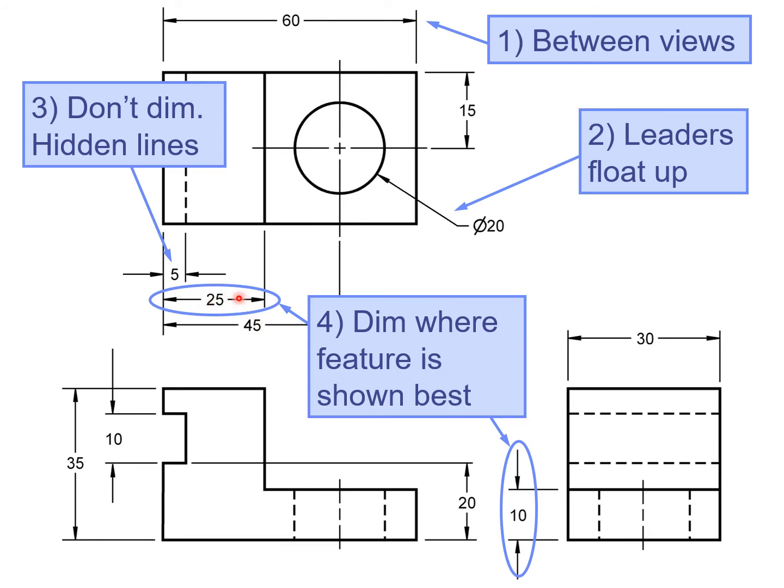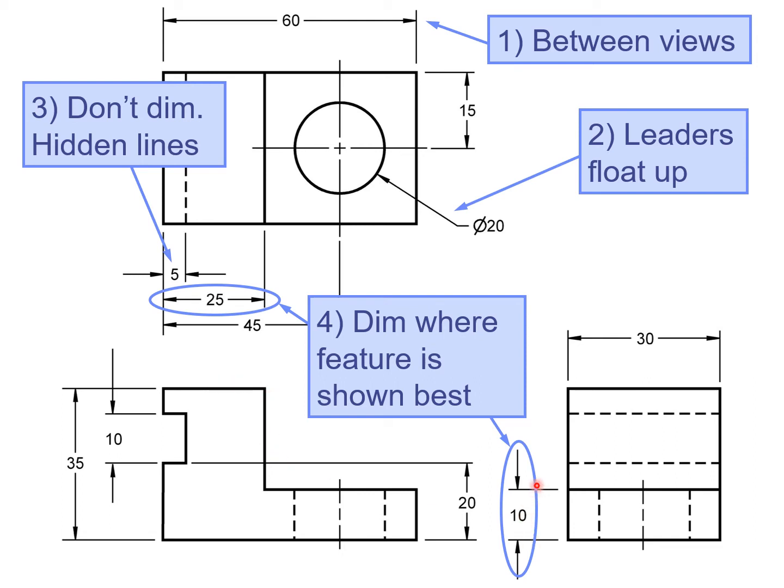Okay, the 25. One of the rules is to place dimensions where the feature is shown best. So what's wrong with this 25? What's wrong with dimensioning this line? Well, we see the object line, but we don't see what it's doing. It's a lot clearer here in the front view. Oh, it's the thickness of this wall, right? Or it's the dimension to this next step. So the 25 looks cleaner here in the front view, where it's clear that it's given us a wall thickness or a distance to the next step.